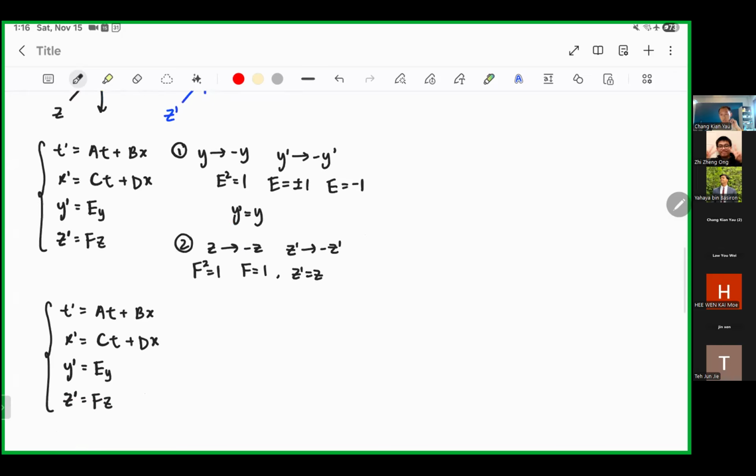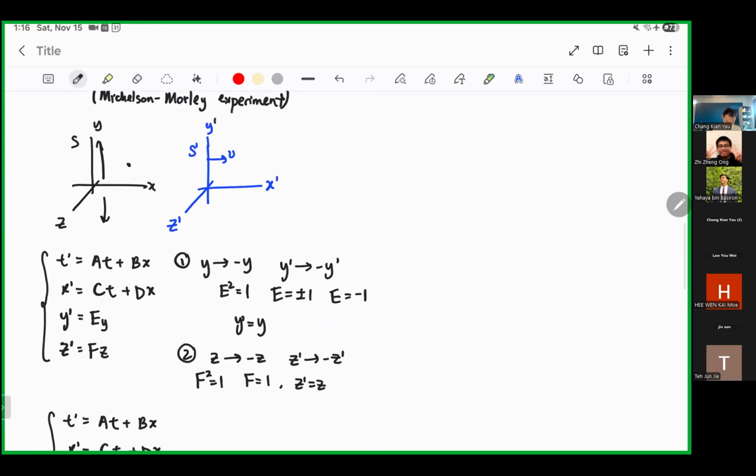So are there other questions? Why is e squared equals 1? So how should I describe this? If I switch y to -y, okay, let's work with this.